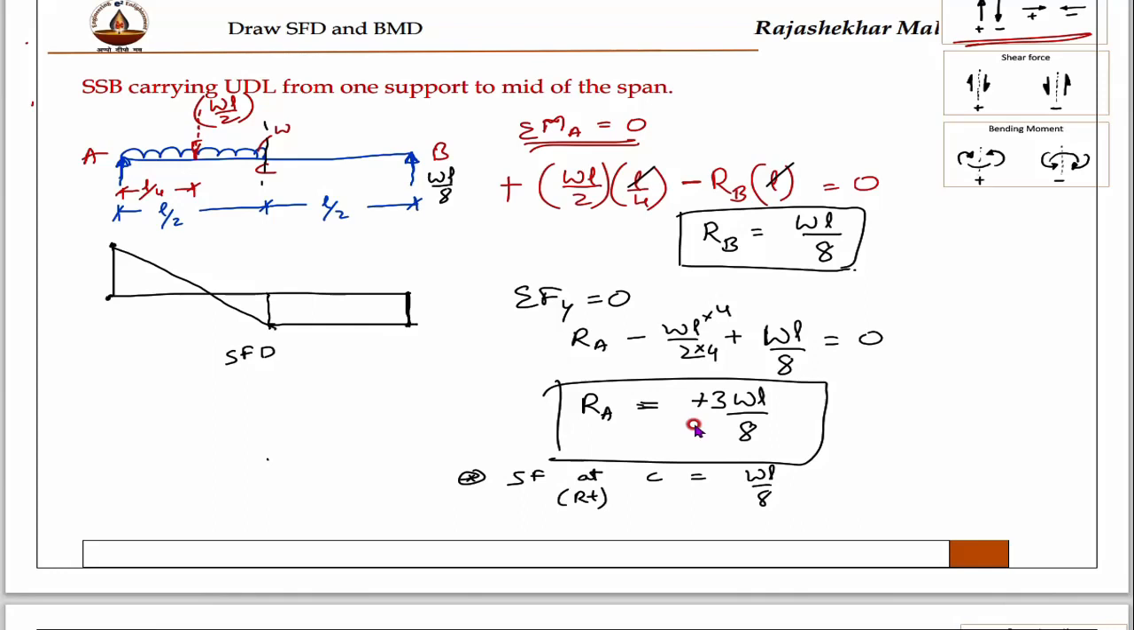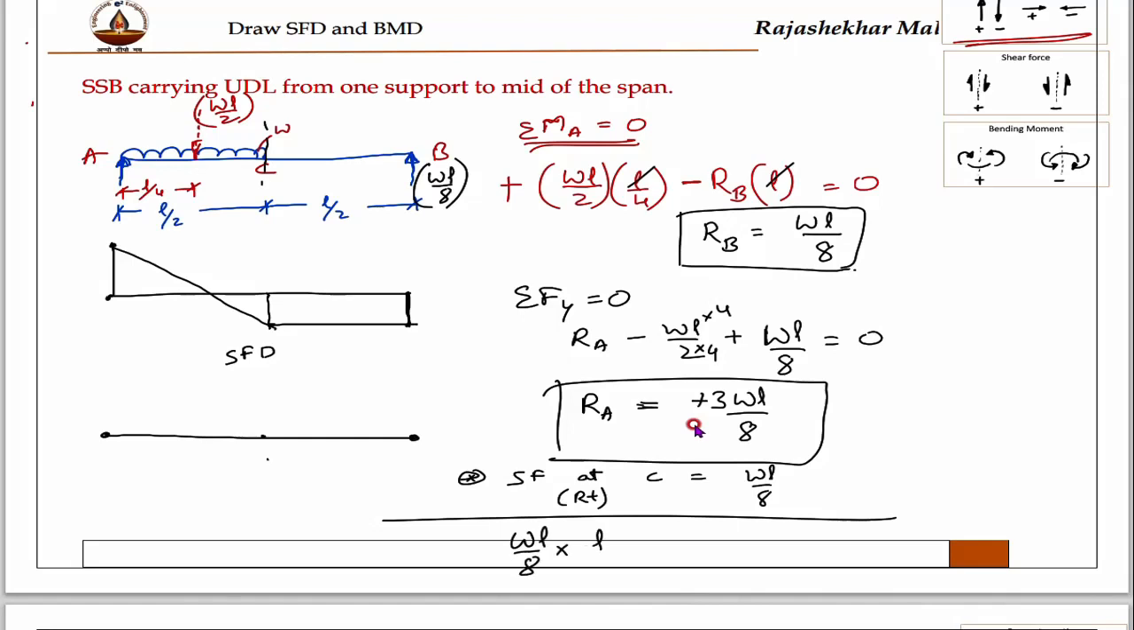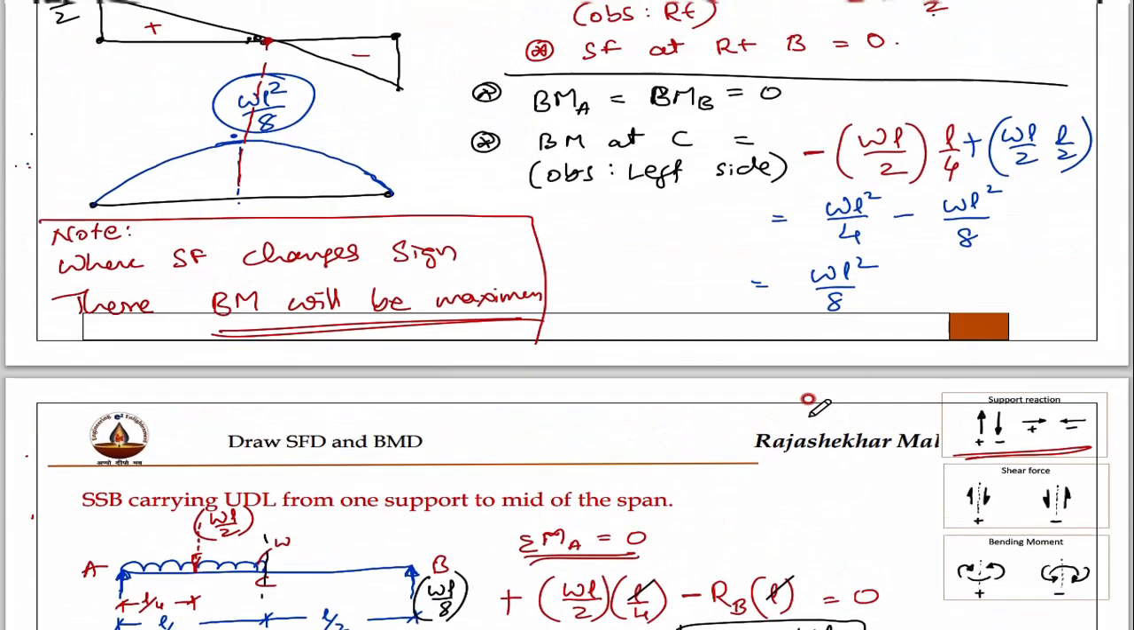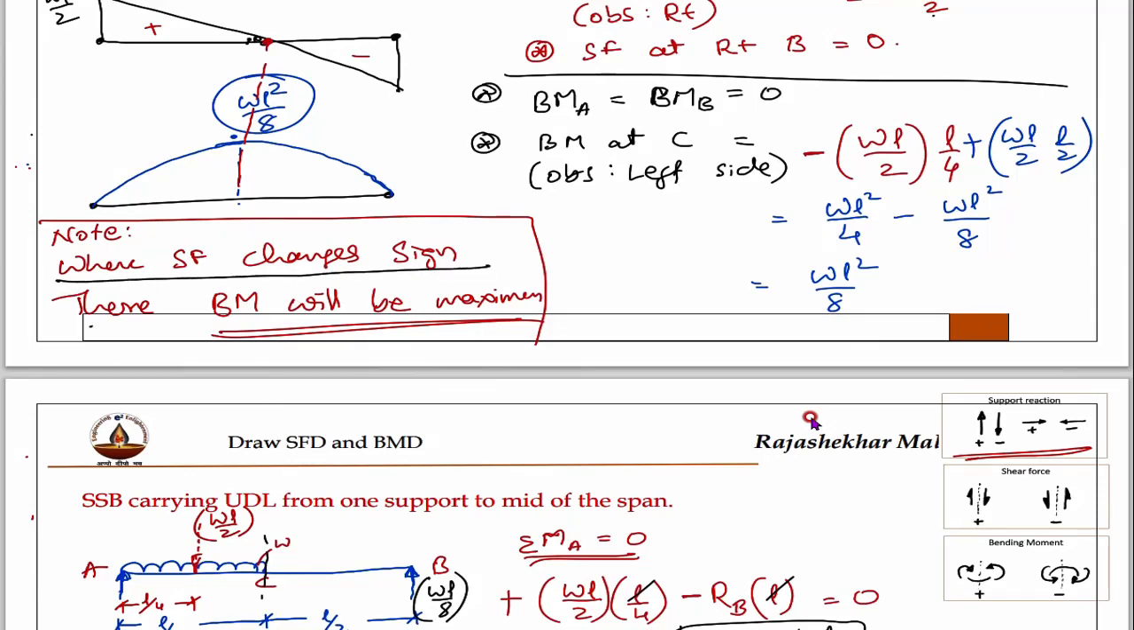Okay, this is your SFD. Now after that, if I draw BMD, then obviously BMD is 0 here, BMD is 0 here, but at this point BMD is WL by 8 into L by 2. Therefore WL by 8 into L by 2 is WL square by 16. At this point WL square by 16. This is okay. But here you have to remember, in previous slide we have shown, wherever shear force changes sign, there will be maximum bending moment.